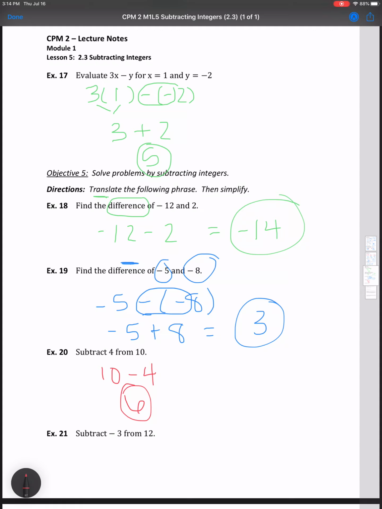21, subtract negative 3 from 12. So we just talked about in number 20 how subtract from, you'll write it in the opposite order you read it. So subtract negative 3 from, I'm subtracting that number from 12, right? Do you notice I have two negative signs here in a row? So really that means 12 plus 3, which is 15. And yes, that one is tricky. That's why I definitely want to talk about it.